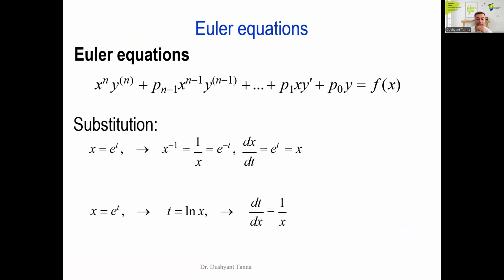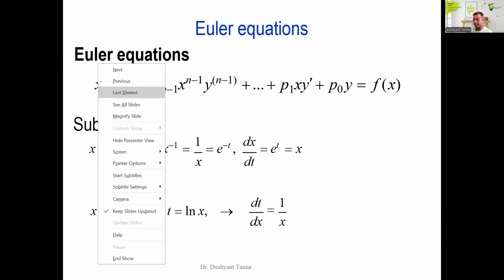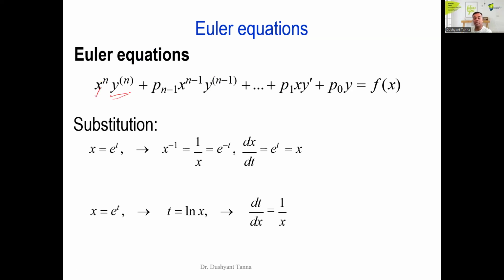Right. So when we talk about Euler's equation, we are talking about such a lengthy, higher order differential equation where we will have some x polynomial, x power n, nth degree polynomial times the nth derivative, then P n minus 1 x, again a polynomial of n minus 1 power with the n minus 1 derivative, then n minus 2, n minus 3, up to a linear x polynomial with dy by dx, and finally P0 y is equal to some function of x. Right. So what we do, we start by substitution.